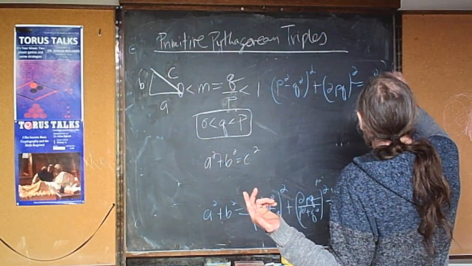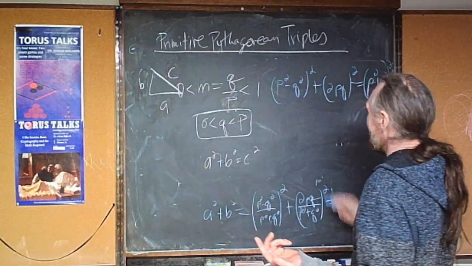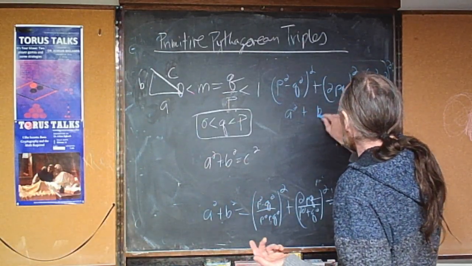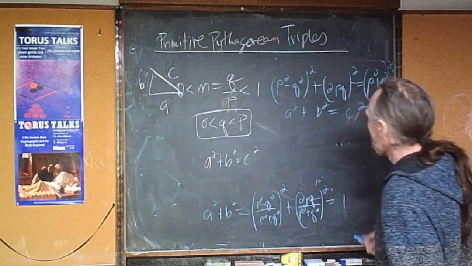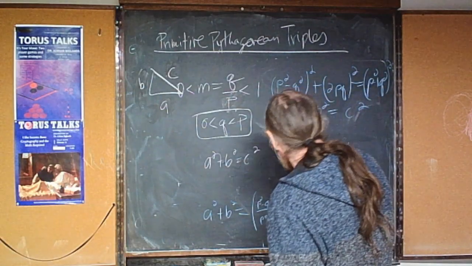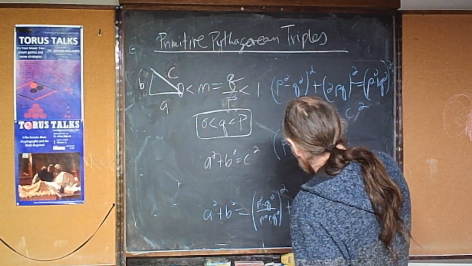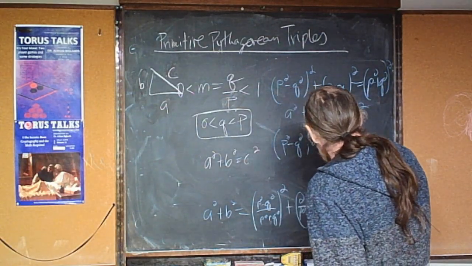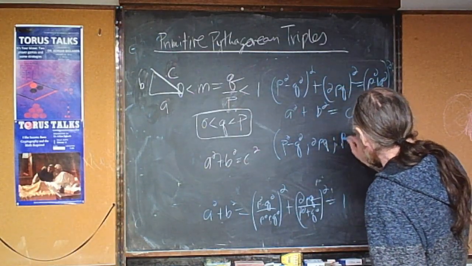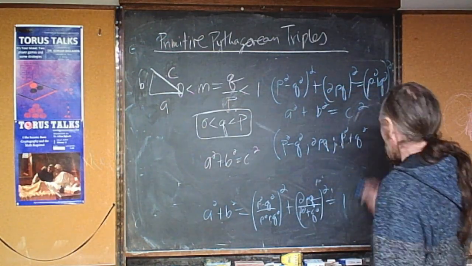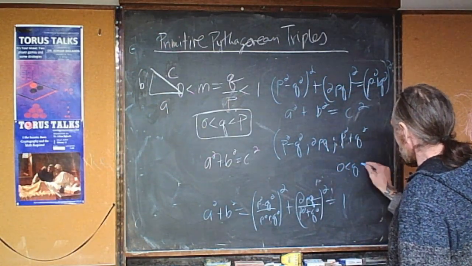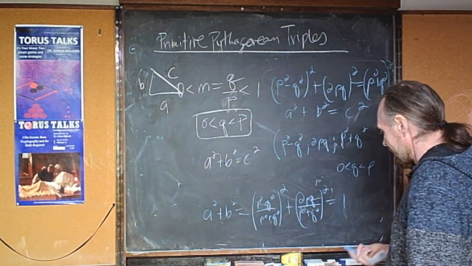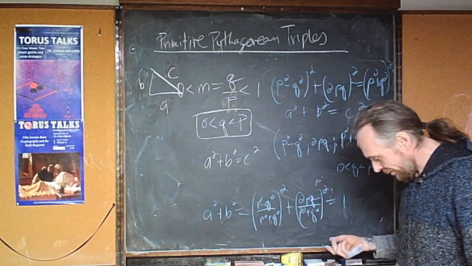p squared plus q squared, oh, squared, squared. Do you see what that did? There are the Pythagorean triples. All primitive Pythagorean triples are (p squared minus q squared), 2pq, (p squared plus q squared), where 0 is less than q is less than p. Nice. There are all the Pythagorean triples. Oh, that'll get them all.